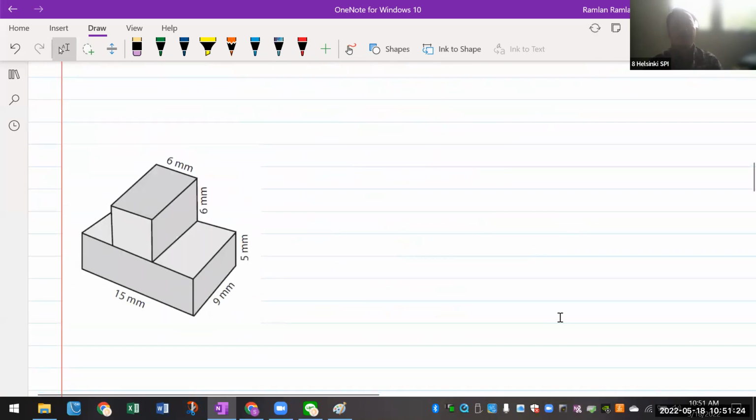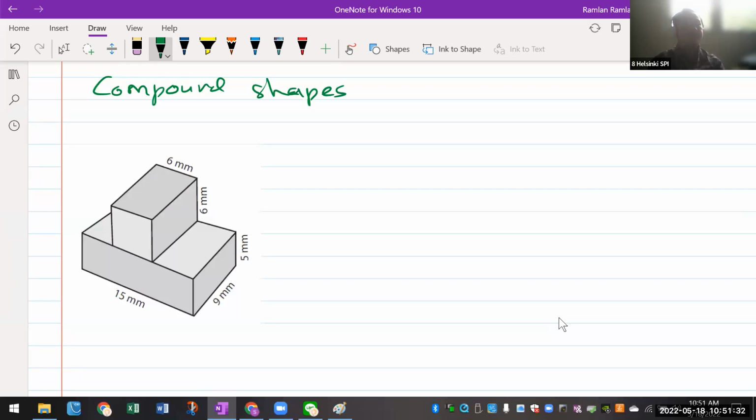Okay, now we're going to talk about compound shapes. Again, guys, the basic concept of compound shapes is just combining basic shapes. For example, we have three-dimensional shapes, and we have more than one basic shape, and then we combine them into one bigger shape.